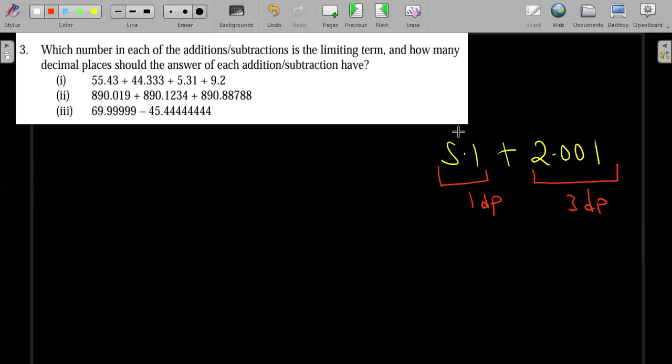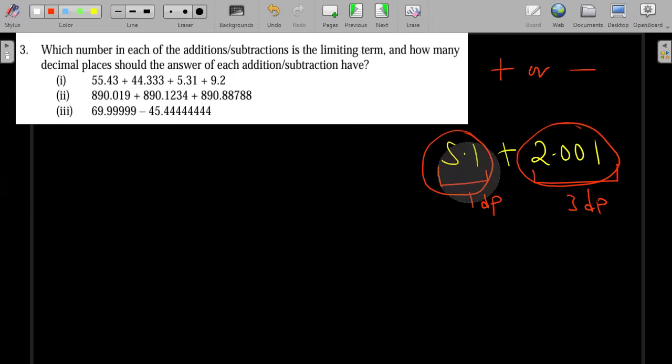So when we add this number to this number, the final answer that we should get should have one decimal place. Why? Because of the two numbers that we are adding, the number that had the least decimal places had one decimal place, so even the final answer should have one decimal place. That's the rule that we use when adding or subtracting. You use the same rule, so you just get your calculator.